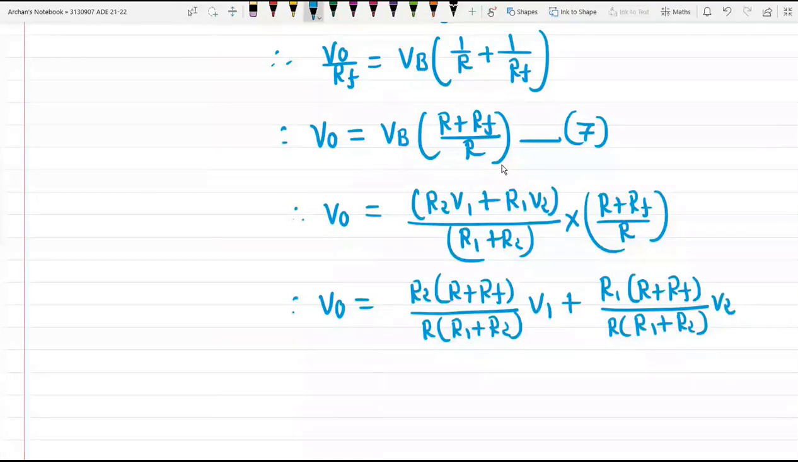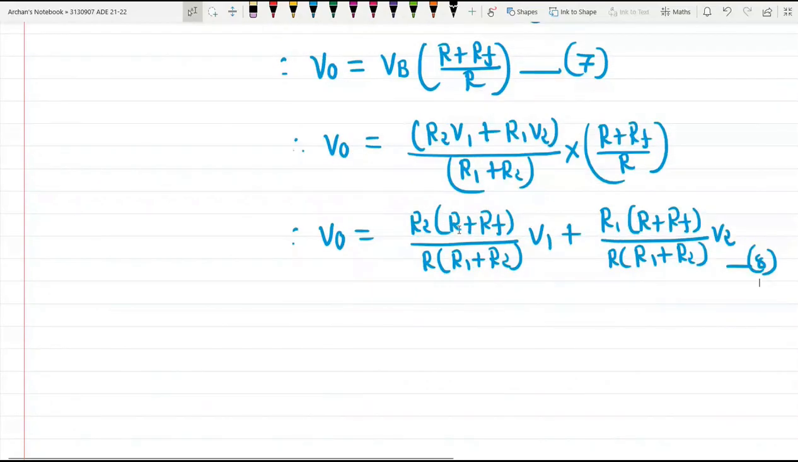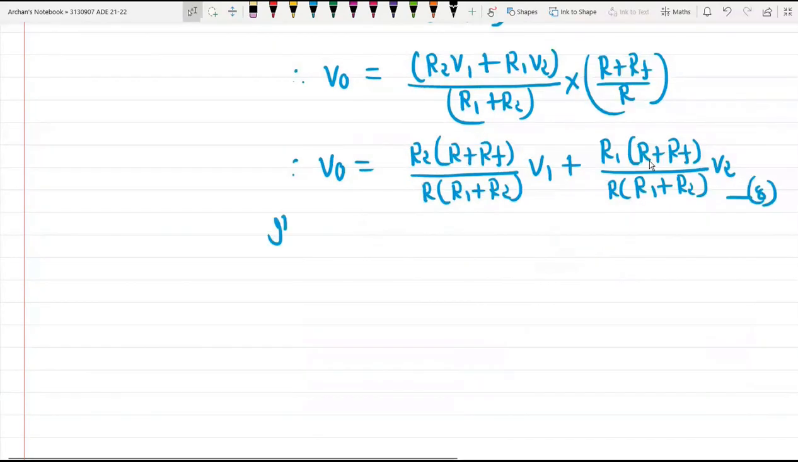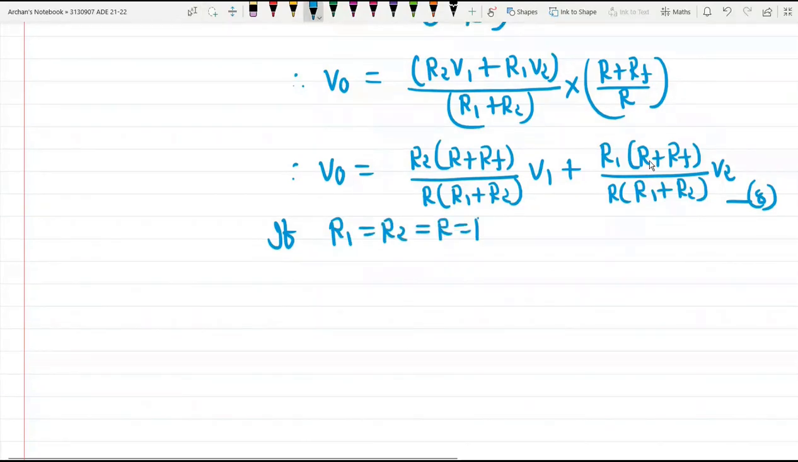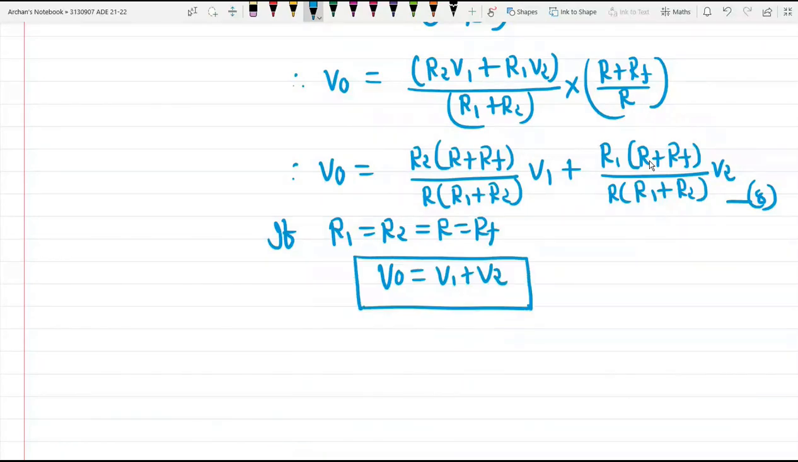This equation shows the output voltage. It is nothing but the weighted sum of the input. If all the values of these resistances are same, then what is the output equation? Output equation is V1 plus V2. Simple. Okay, so if R1 is equal to R2 is equal to R is equal to RF, then V0 will be equal to V1 plus V2. Simply, you can see two input signals are added together.